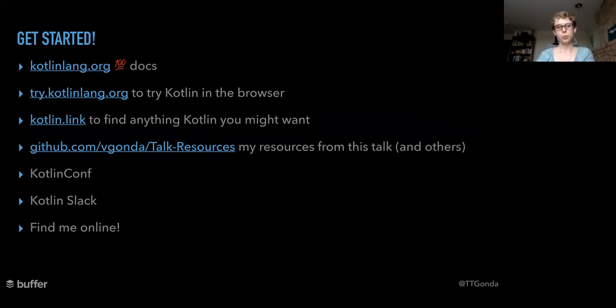Kotlin.link has links to pretty much every single thing you might want to find on Kotlin, whether you want it on Android, JVM, native, if you want blog posts or tutorials or videos or books or anything else. It's a pretty extensive collection of different links to different things. I have the resources from my talk on my GitHub. Then there's also a conference that you can go to. There's the Kotlin Slack community, and you can just talk to me or Joe or lots of people.